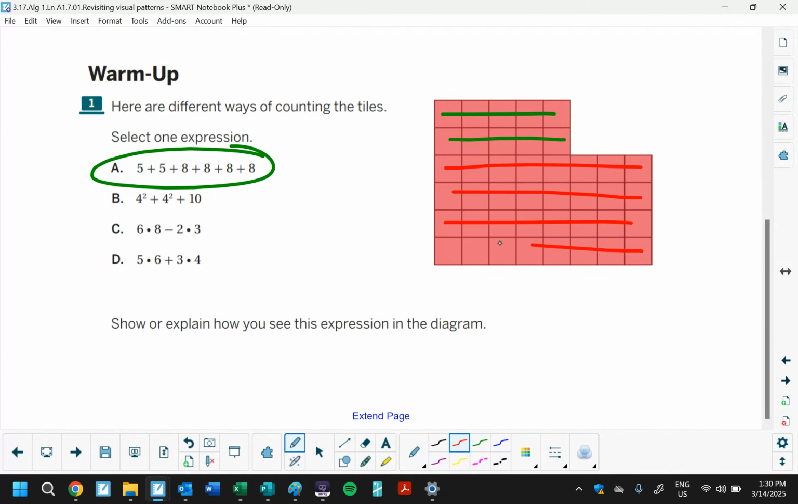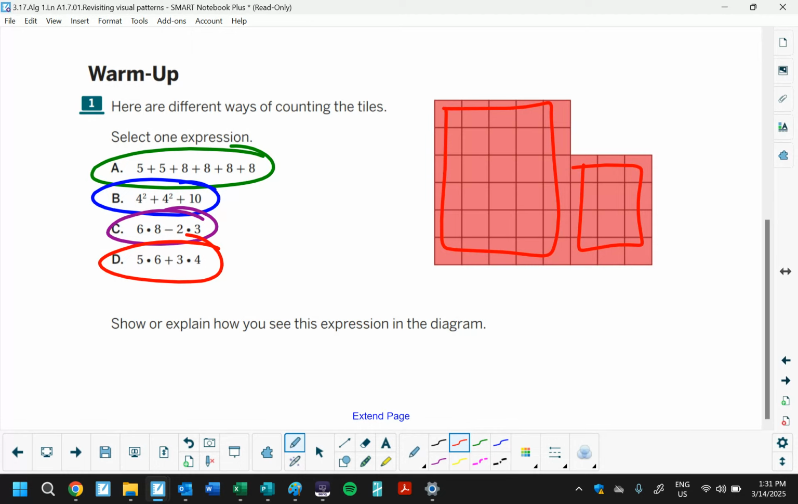Because somebody might say, hey, I see 6x8, and then what they did was they canceled out or subtracted two groups of 3, a 2x3 rectangle. And of course, perhaps you'll also notice a 5x6, which at first I did not notice. The point here is, as long as you can explain it, there are different ways to see visual patterns. And that is our goal for the day.